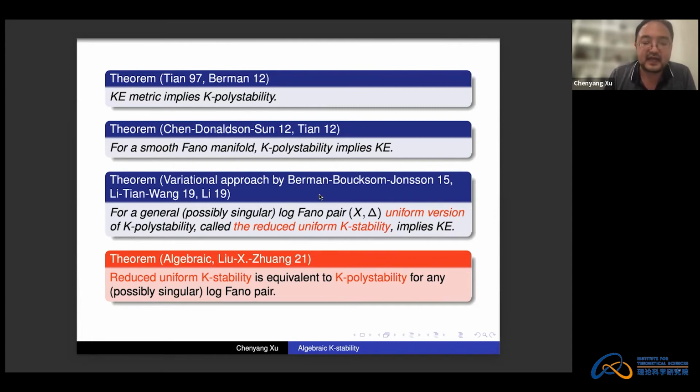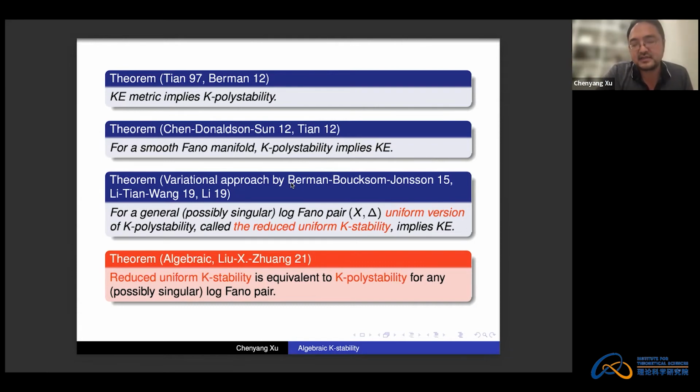So the first step is the so-called birational approach, initiated by Berman, Boucksom, and Jonsson, and completed by Li Tianwan and Li. They say that there is an algebraic condition that implies KE, but this algebraic condition is not the uniform K-stable condition. Sorry, it's not the K-polystable condition, which was the original YTD conjecture. But it was something called a reduced uniform K-stability. So it's kind of a uniform version of K-polystability.